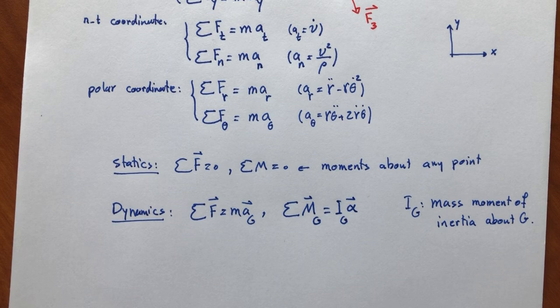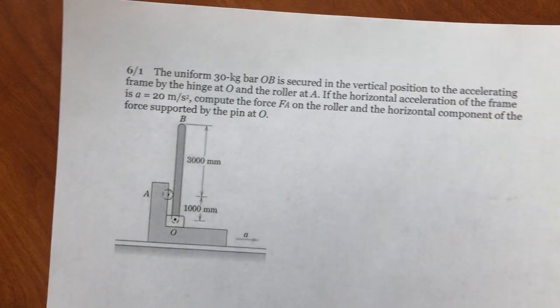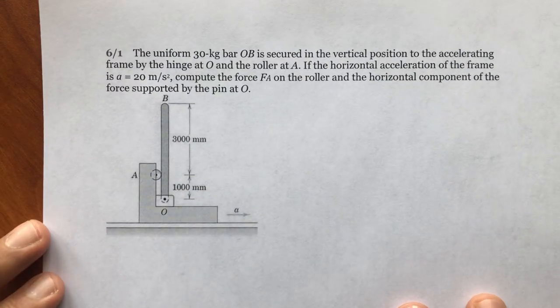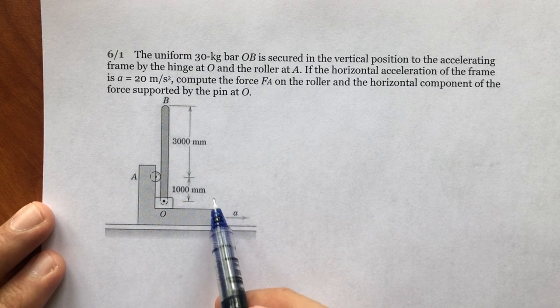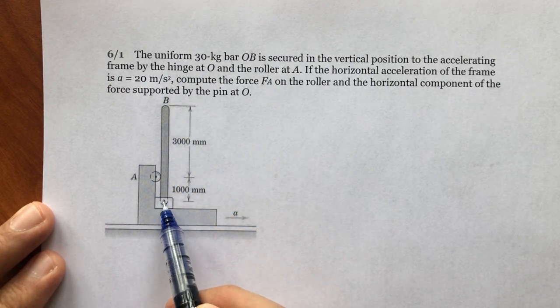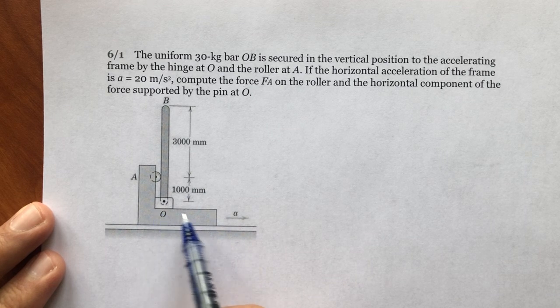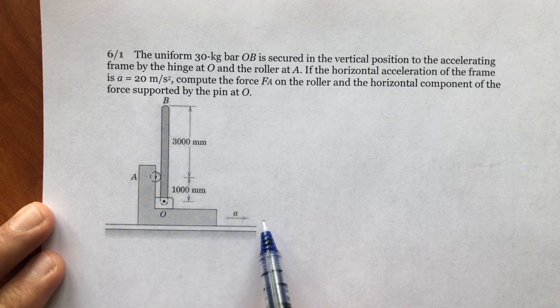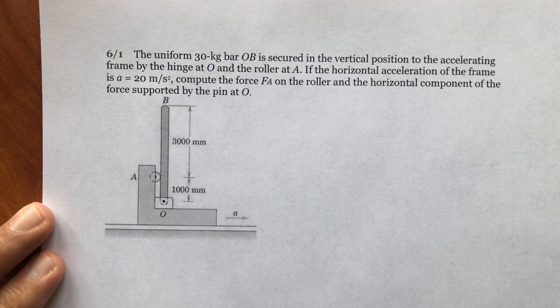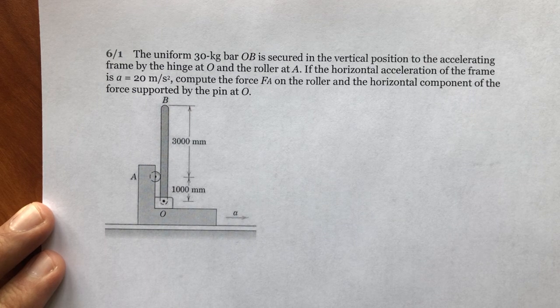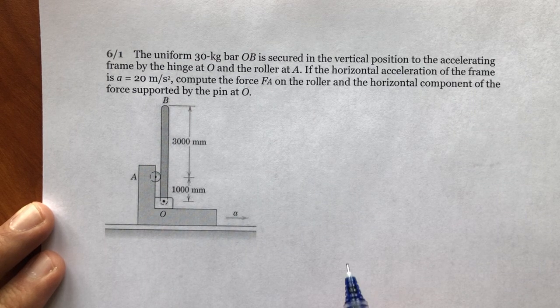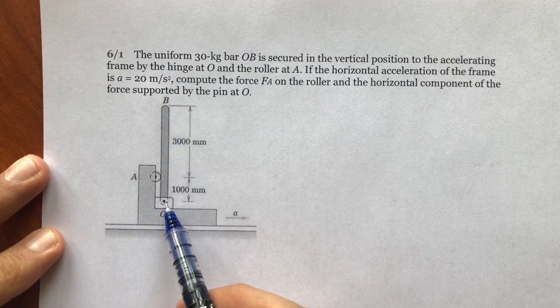To show you how it works, I'm going to start with a simple problem. Problem 6.1. Here we have this rod which is pinned to another body at point O, and also we have a roller here to support it, and everything together is moving to the right with acceleration of A. And here we are supposed to find the forces at point O.